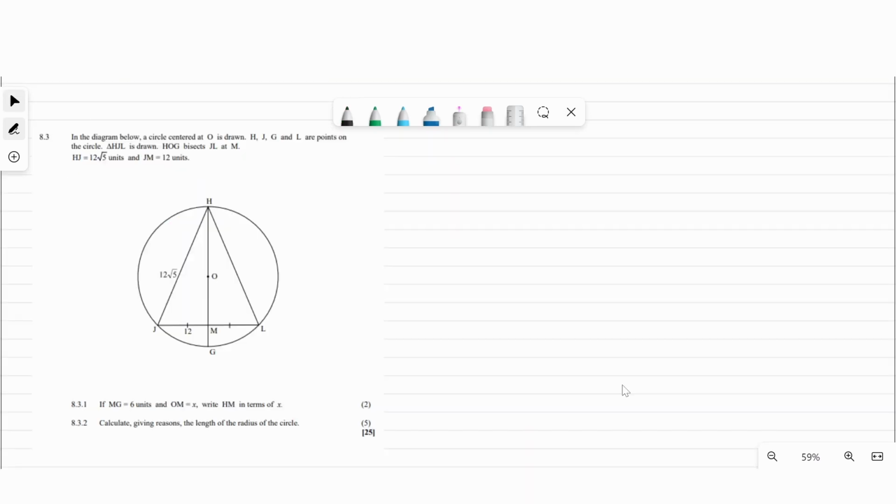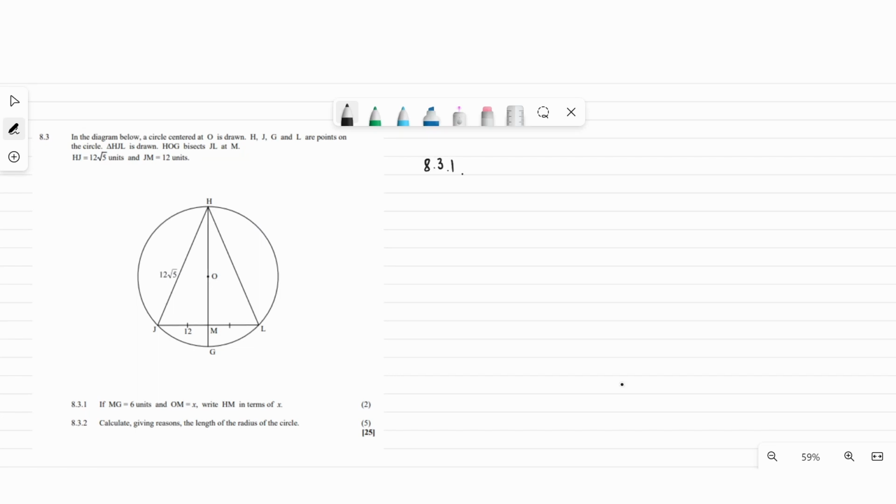8.3 says in the diagram below, a circle centered at O is drawn. H, J, G, and L are points on the circle. Then they tell you that triangle HJL is drawn. Then they say HOG bisects JL, meaning it's perpendicular. It bisects it equally at M. Then they tell you that HJ is equal to 12 root 5 units, and therefore JM is equal to 12 units.